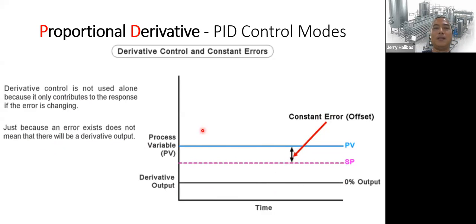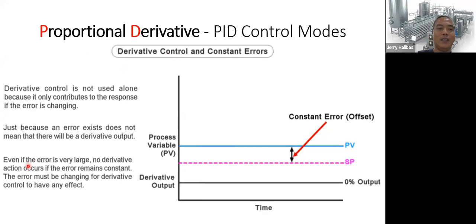So that is the limitation, and that's why it is not used alone. It is not advised to use a derivative controller alone, but rather a combination of proportional and derivative. Okay? Even if the error is very large, no derivative action occurs if the error remains constant. The error must be changing for the derivative control to have any effect. Okay, so what is the ultimate limitation of your derivative control? It cannot anticipate if your error or offset error is constant. Okay?